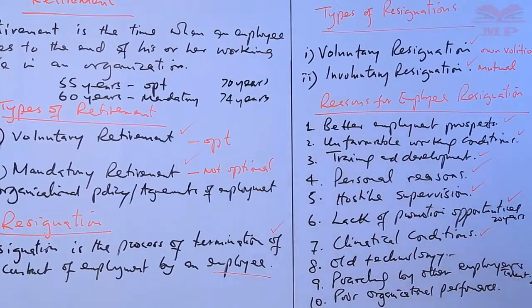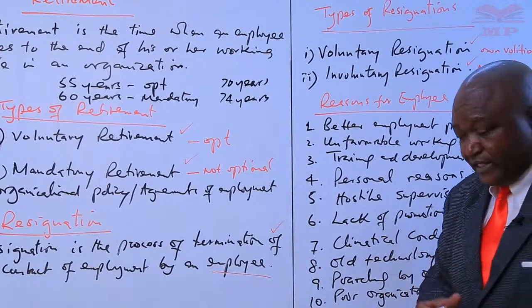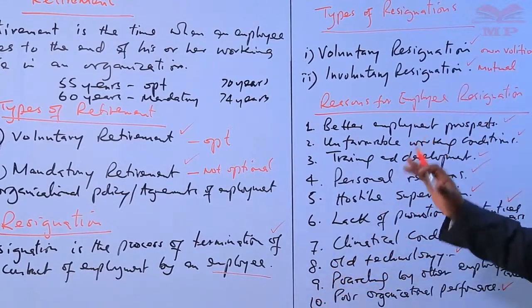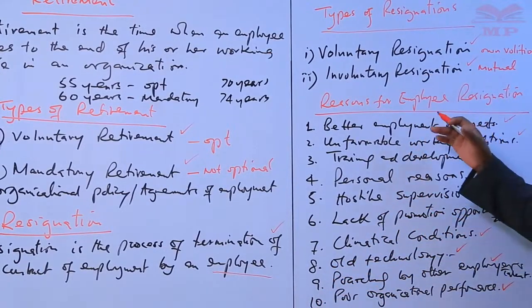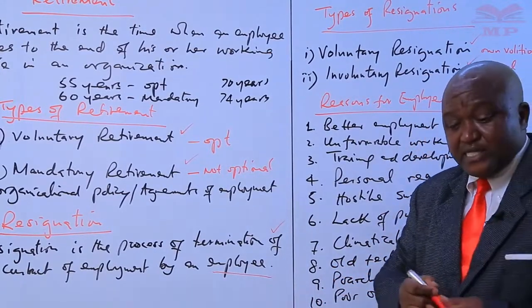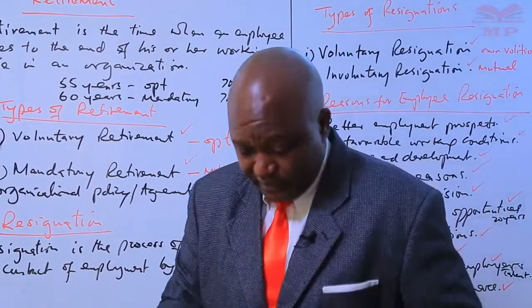Number 7, unfavorable climatical conditions. Number 8, old or obsolete technology. Number 9, poaching of employees by other employers, maybe for talent. And number 10, poor organizational performance of a given entity. Those could be some of the 10 reasons that may make employees resign from organizations.